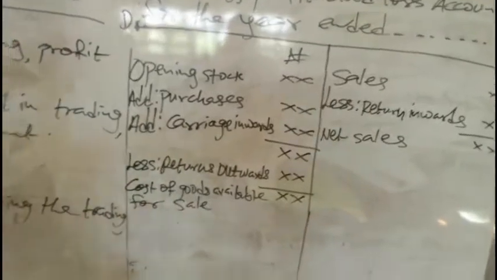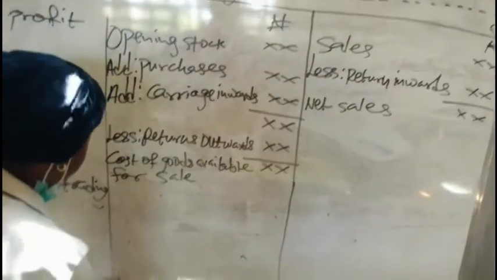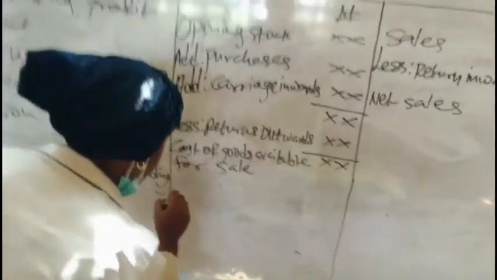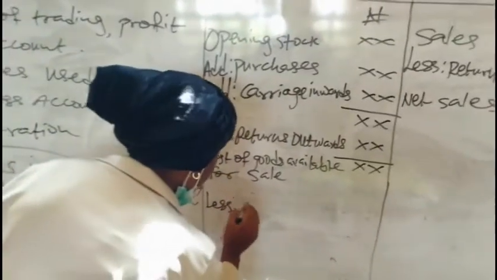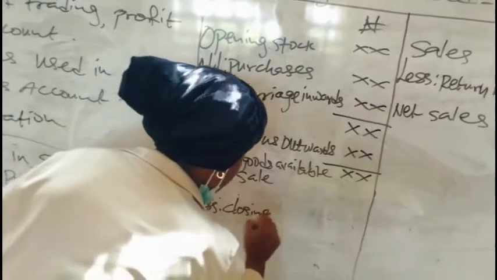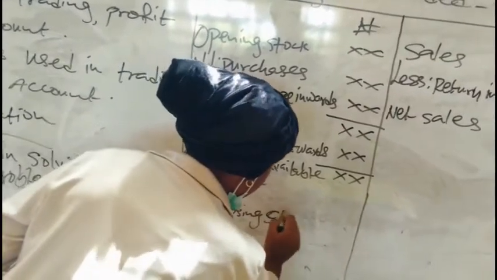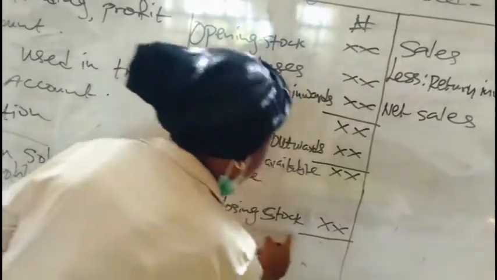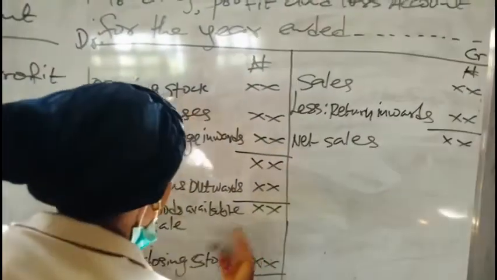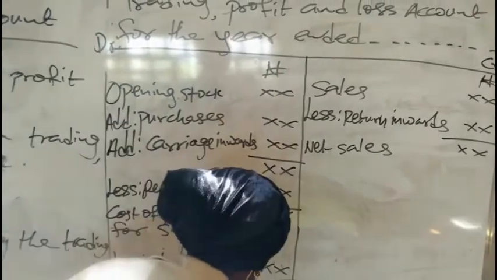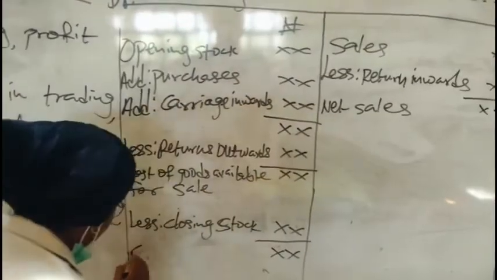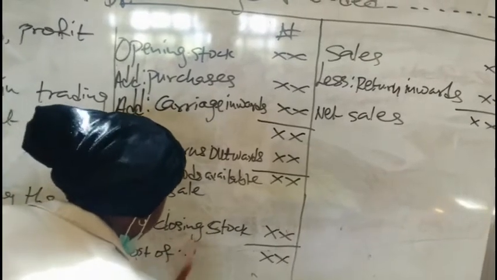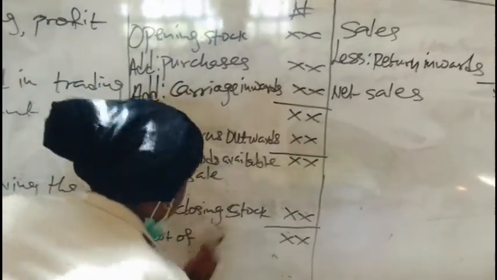Now, afterwards, you have on the debit side here, you've gotten your cost of goods available for sale. The next is to less your closing stock. Now you have your figure for closing stock. All you need to do is your cost of goods available for sale minus closing stock. You arrive at your cost of goods sold.